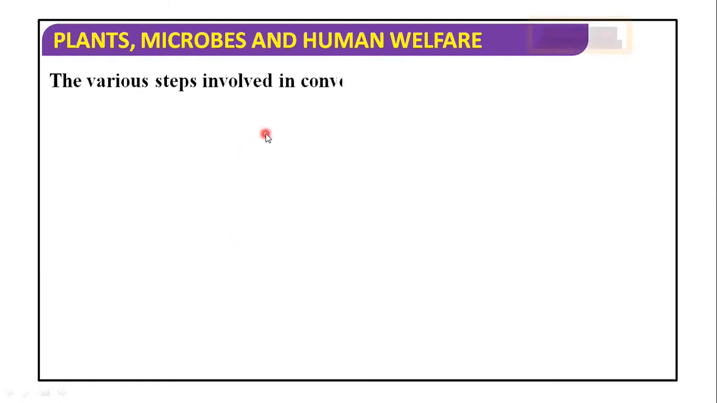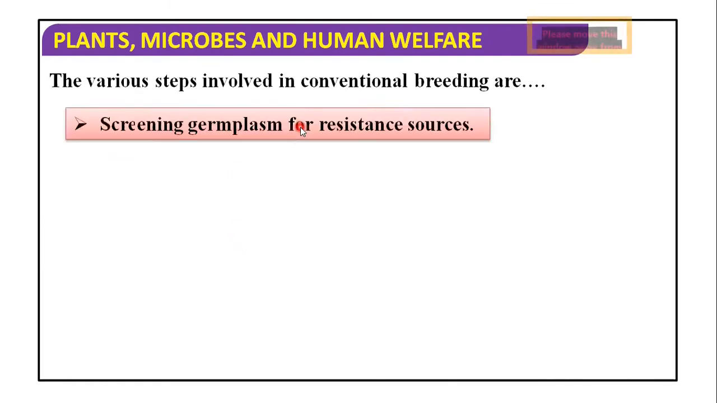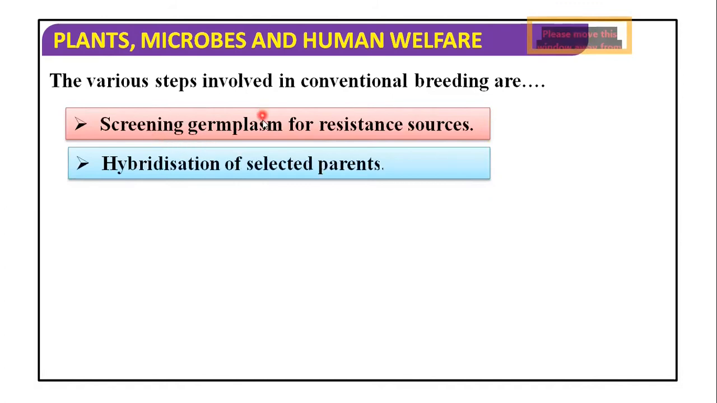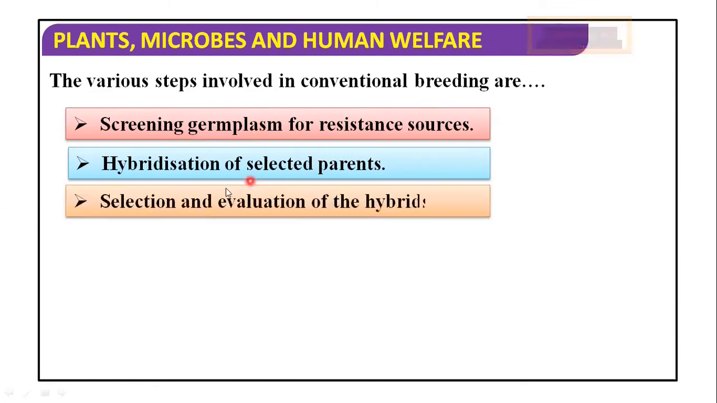The various steps involved in conventional breeding are: the first step is screening germplasm for disease resistant sources. Now germplasm is nothing but the genetic material of the germ cell. We have to generate the genetic material of that plant, which can help to create a variety of disease free plants.